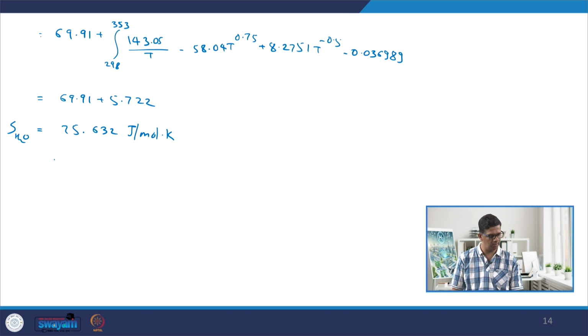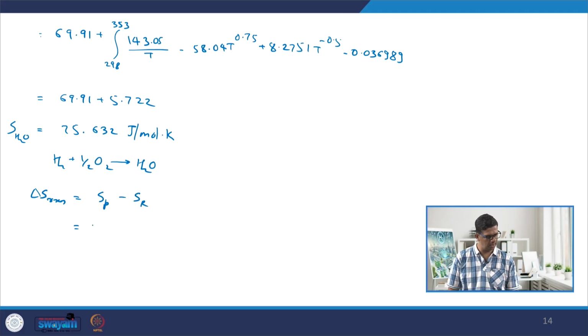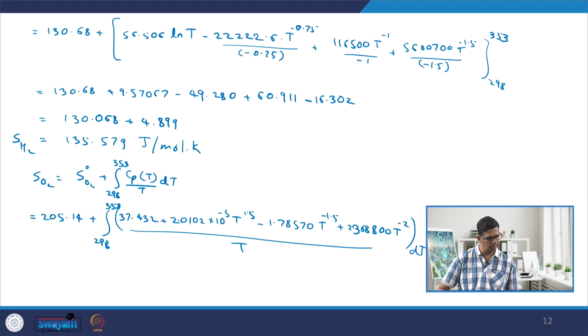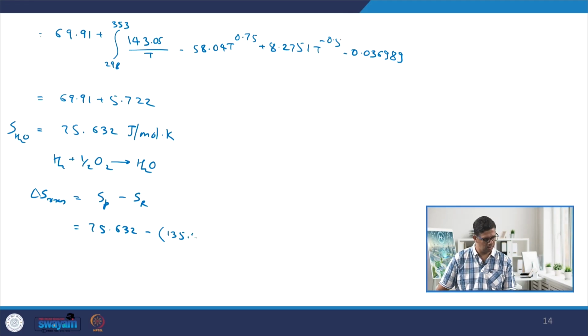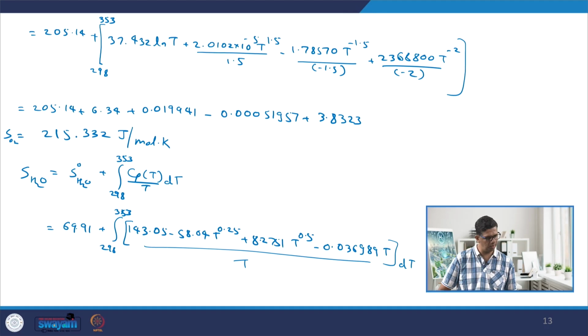Let me write that reaction one more time. H2 plus half O2, that gives H2O. So the entropy of the reaction is the entropy of products minus the entropy of the reactants. The entropy of the product, which is water, is 75.632, minus the entropy of hydrogen, that is 135.579, and plus half of the entropy of oxygen, which is 215.332.